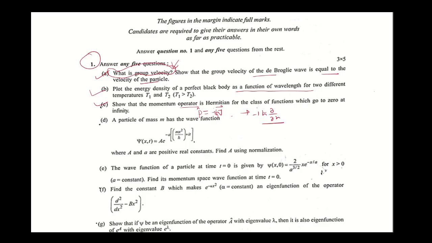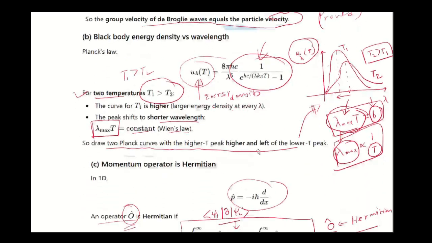Next, problem D. A particle having mass m has wave function psi of x, t, a very easy problem, that is A e to the power minus a m x squared divided by h cross times (1 plus iota t), I think. Here A is the normalizing constant, and a is a small positive real constant, and we have to find this A. To find this constant we have to normalize first. So question number D.